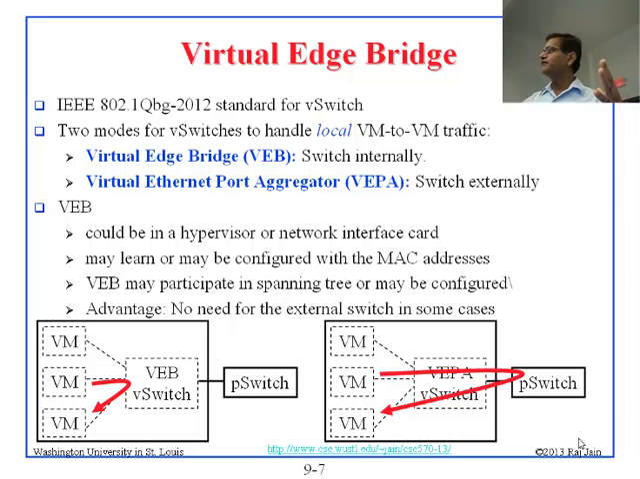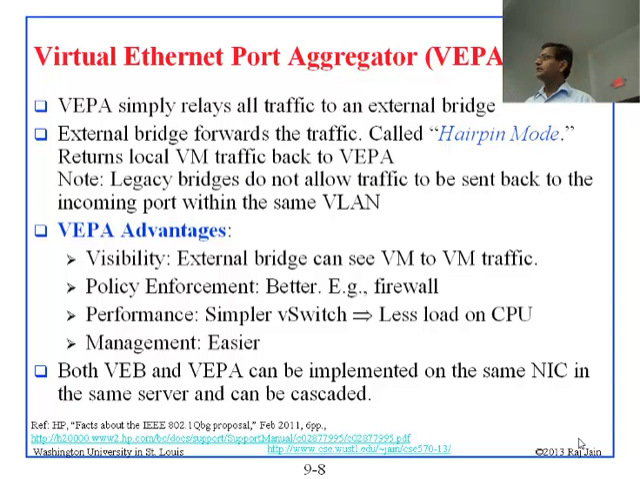Obviously, we could change this switch inside to do all that work, but that would be a lot of work. And the second thing is these network guys may not even see that one. So because of that, VEPA is a solution which provides visibility, allows policy enforcement, improves performance because now your CPU is free, your vSwitch doesn't have to do a lot of work, and management is easier because you are managing this outside switch.